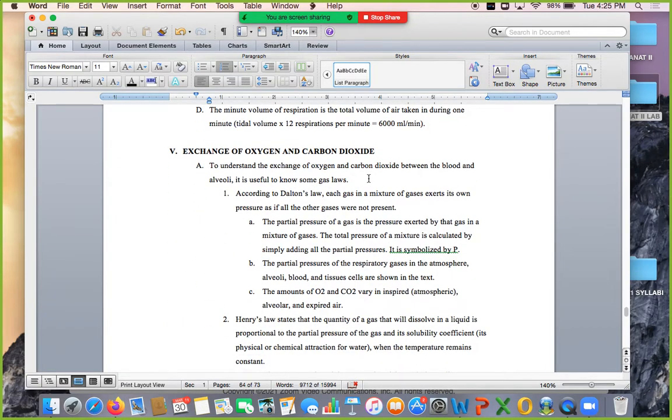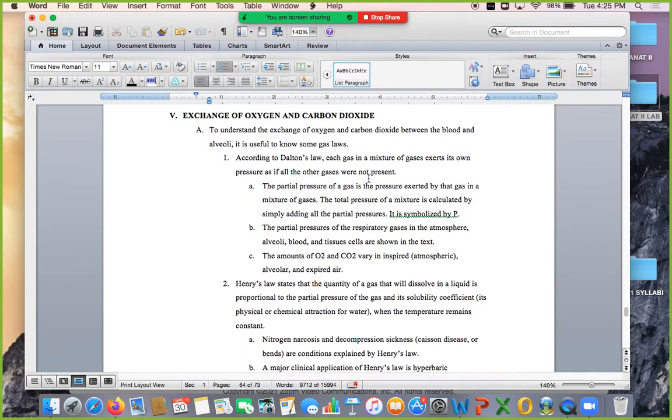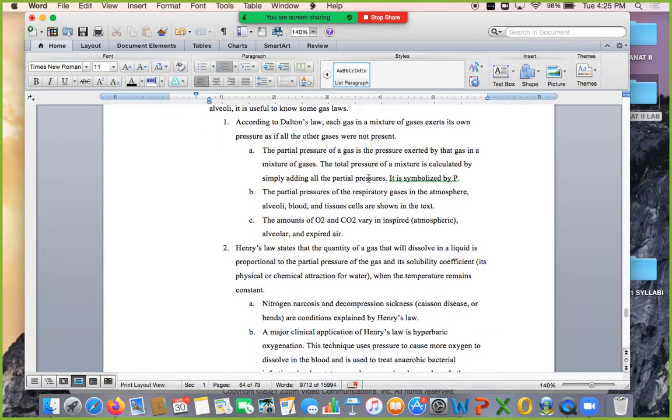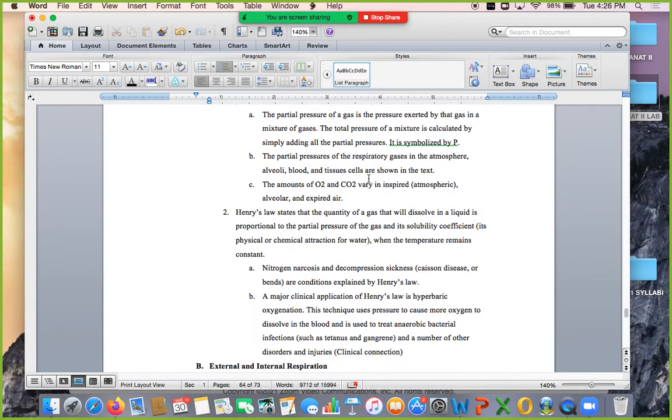All right. So let's talk about gas exchange. Gas exchange happens based on the concentration of gases on the inside relative to the outside. So the partial pressure of the gas is going to be the pressure exerted by that gas in the mixture. And like everything else, it's going to go from high concentration to low concentration. So if we have a high concentration on one side, it's going to go to the other side. And the concentrations of oxygen and carbon dioxide are going to vary whether you're looking at air that has just been inspired, which is atmospheric air basically, alveolar air, and air that is being expired or sent out of the lungs.